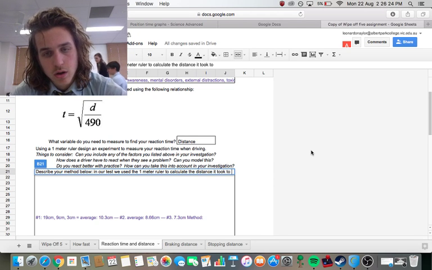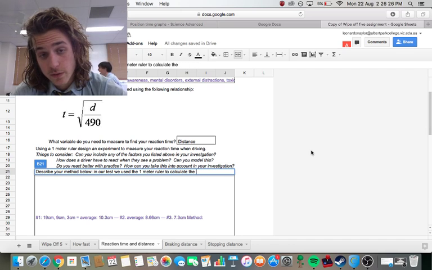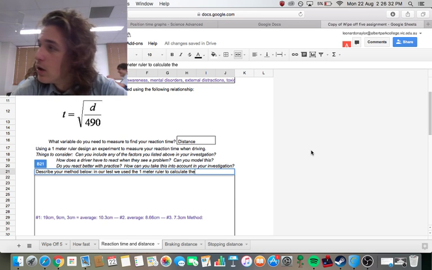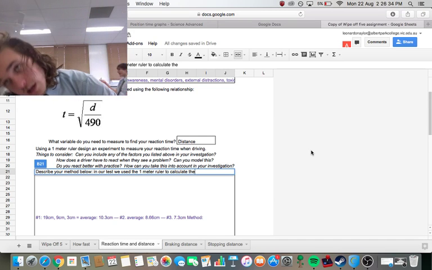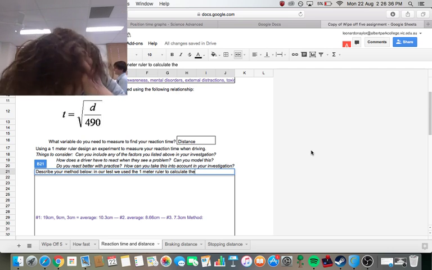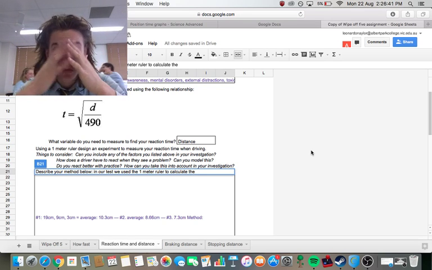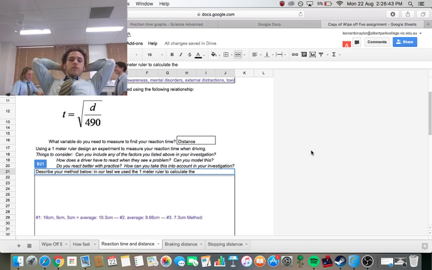What's the mean distance? Oh, we don't need the distance. Wait, what? Can we just figure out at what rate the ruler would fall? I already have the ruler information. How do you do the average?